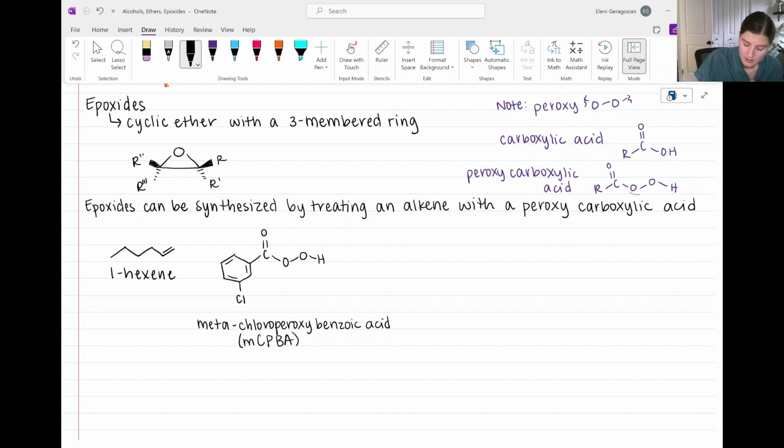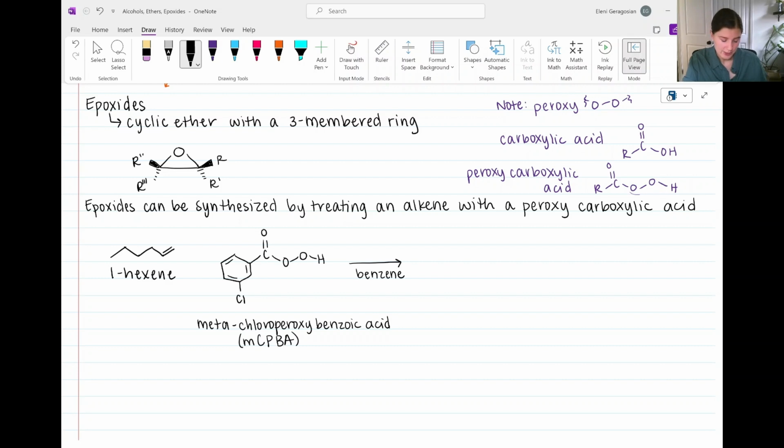Chloro peroxy benzoic acid. And the lowercase m is for meta. So this is a peroxy carboxylic acid. This is often done in the solvent of benzene. You may see other solvents.